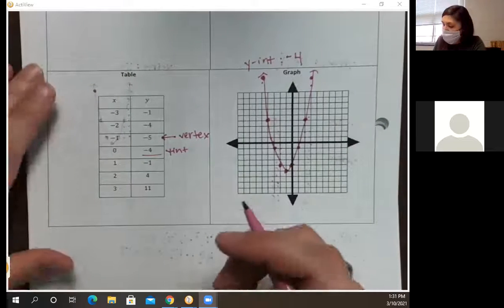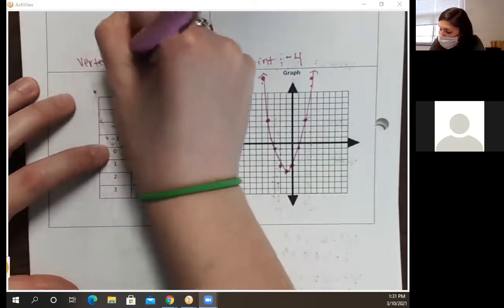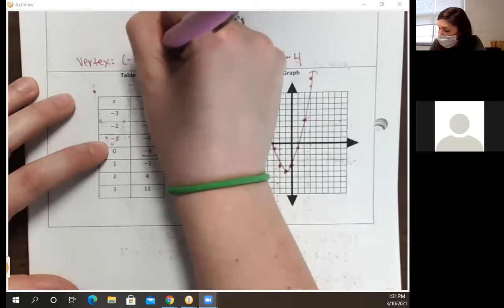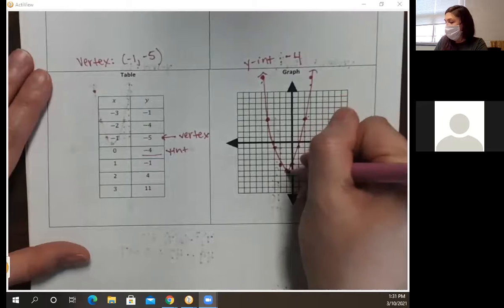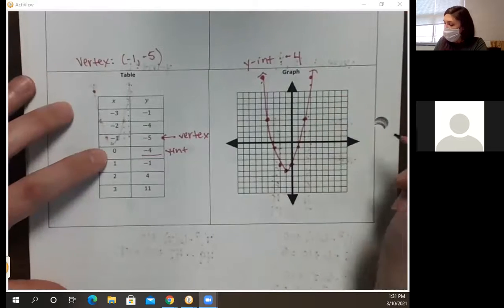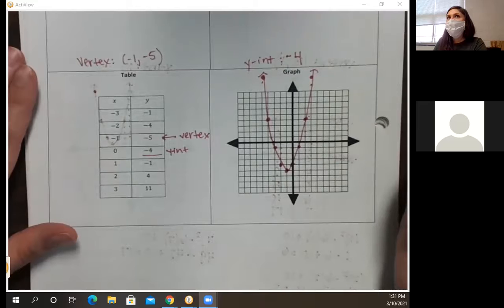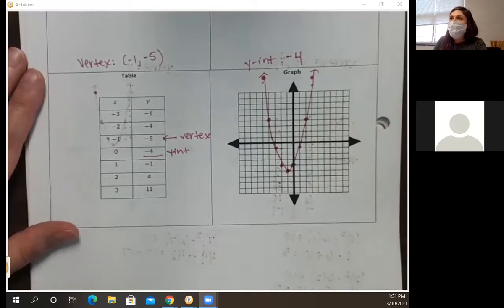So I followed those repeating y values in to the middle. That's your vertex. So my vertex here is -1, -5. And I can see that on my graph as well. -1, -5 is our vertex there. I can also verify my y-intercept, 0, -4. And now that I have these pieces of information, I can take a look at writing my functions.